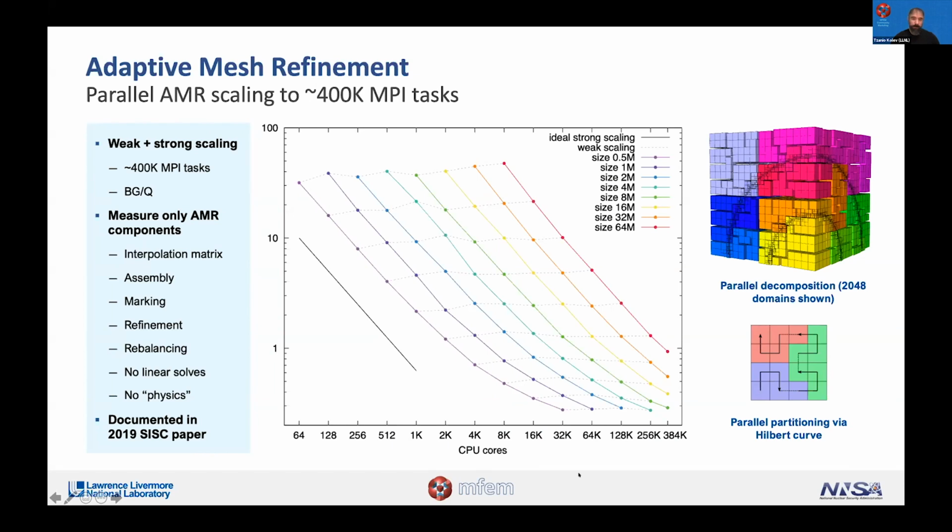And so you want the solid lines to be straight, with a straight slope, and the dashed lines to be actually horizontal. This only measures the AMR infrastructure. There's no physics here. So this just measures the construction of the interpolation, the assembly, the marking, the refinement, the rebalancing. The rebalancing here is done with the space filling curve, the Hilbert curve.